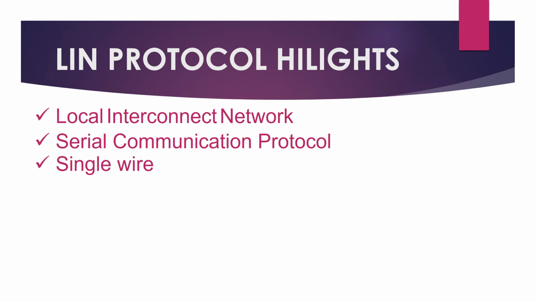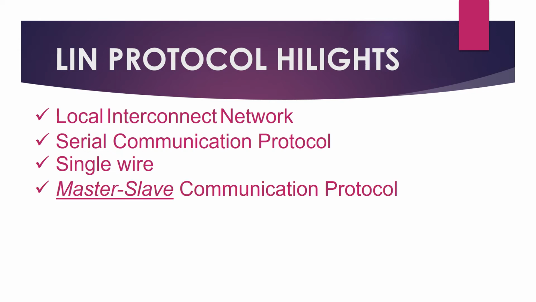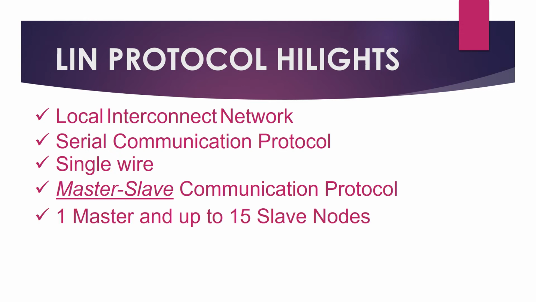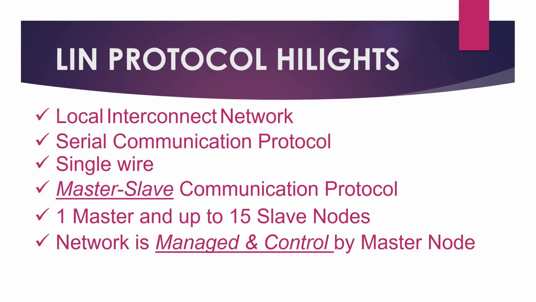The major difference between CAN and LIN is that, unlike CAN, which is a broadcast type of protocol where each node can access the bus at any point in time, LIN is based on master-slave type of communication, where one master can communicate with up to 15 slave nodes. Unlike CAN, where each node can initiate communication, in LIN the complete communication is managed and controlled by the master node. Slave nodes just respond to master requests whenever they are addressed by the master.